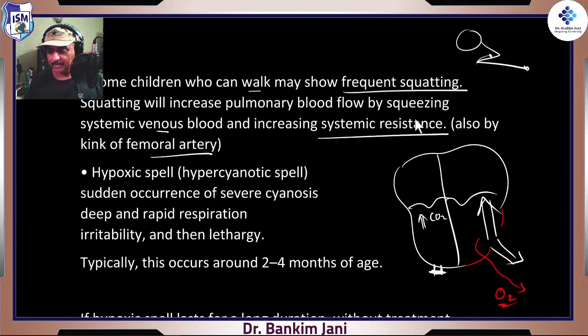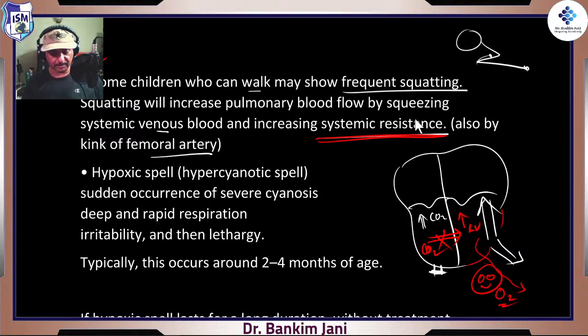Such kids, what will they do? They will do the squatting. So there is increased systemic resistance. Increased systemic resistance will increase the pressure in the left ventricle. When left ventricle pressure is increased, it will not allow the right ventricle to send the blood, because it is giving that resistance, right? When the blood from the right ventricle is not coming onto the left ventricle, it means that the CO2 component is not coming and it is happy here, right? So that's one.